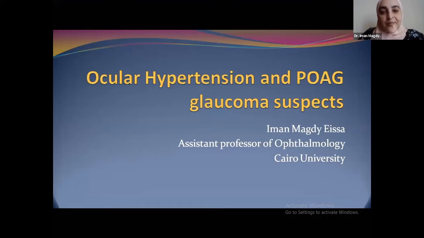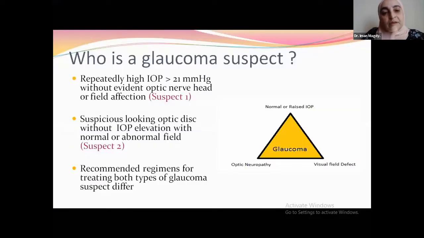If we speak about ocular hypertension and the primary open-angle glaucoma suspects, what is a glaucoma suspect, or who is a glaucoma suspect? An easy way to look at it is that the suspect is a patient in whom one of the cornerstones of the famous glaucoma triangle of diagnosis is missing. So it's either a patient with a normal intraocular pressure, yet with changes in the optic nerve head or field, or a patient with a high intraocular pressure in whom the optic nerve head and the field are still normal. So one of the corners of the triangle is missing. We cannot diagnose glaucoma, but we can suspect it.